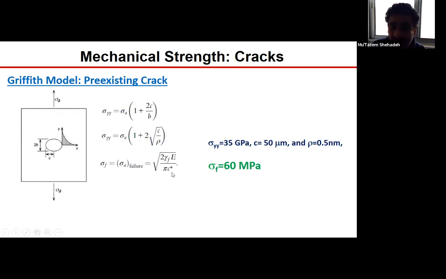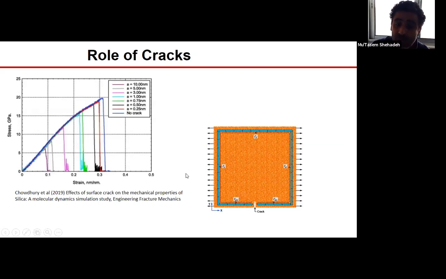And with this definition, we can show that if a stress level of about 60 megapascal is applied on a sample that contains a crack of a length equal to 50 micrometers only, then the level of stress will rise far above it, which is comparable to what's observed in experiments. And such an investigation, in fact, was done using molecular dynamics simulations in which the crack size is limited to only 10 nanometers. That's a very, very small crack.